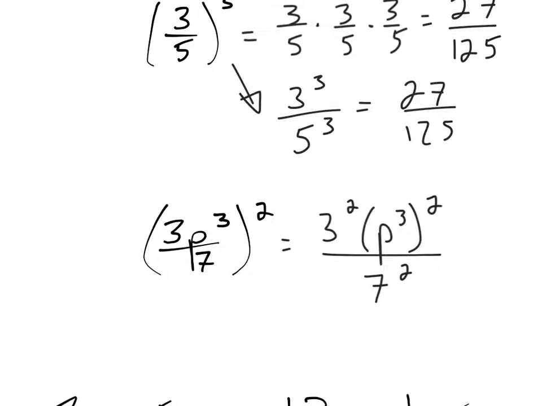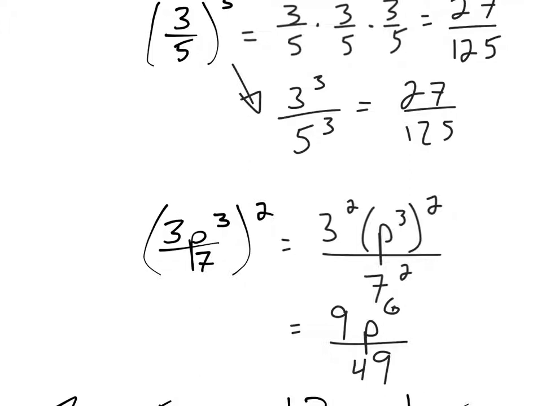So from here, we can simplify that down. 3 squared, of course, is 9. And p cubed squared is? 49. Nope. p to the 6th. And 7 squared is 49. Details, details. All right. Make sense? Yeah.